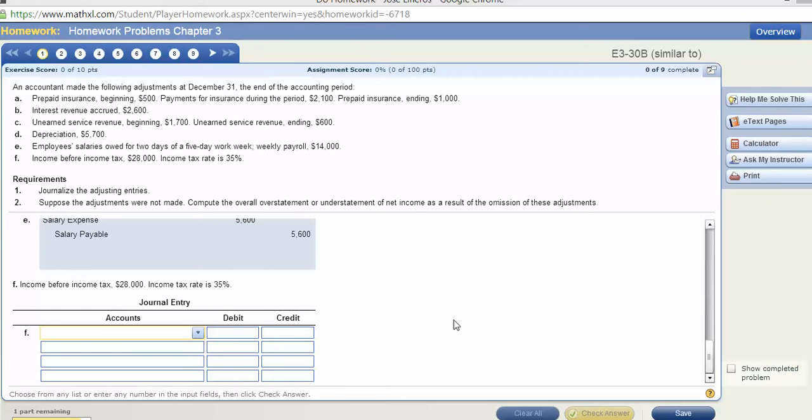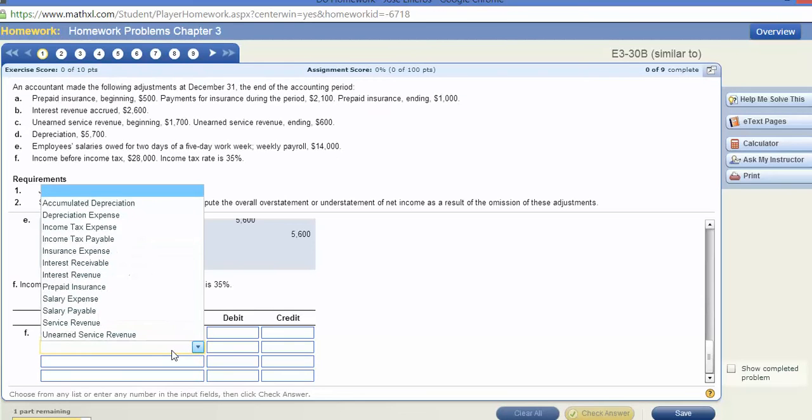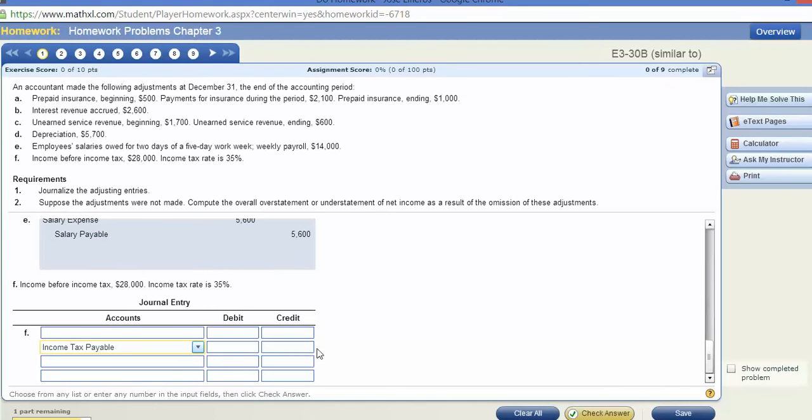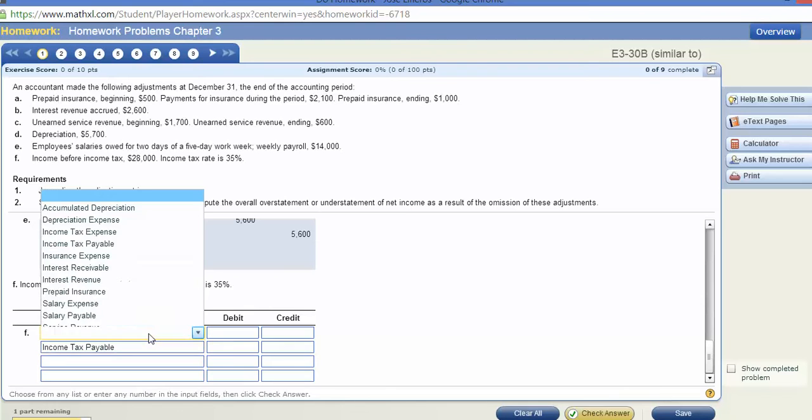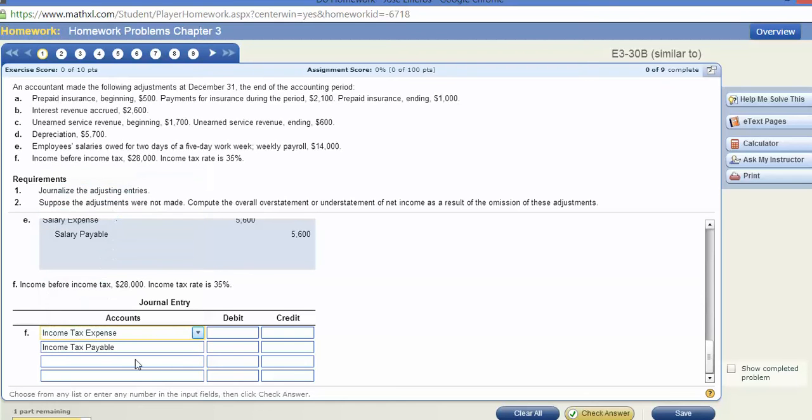So let's look at the last example here. It's pretty easy. Income tax, recognizing income tax at the end of the period. Remember, we're going to owe income tax. That's part of the thing here. So we can automatically do income tax payable, right? We're going to credit income tax payable, a liability, and we're going to debit income tax expense, because that's what we're trying to recognize, the fact that we owe tax. This is very easy.